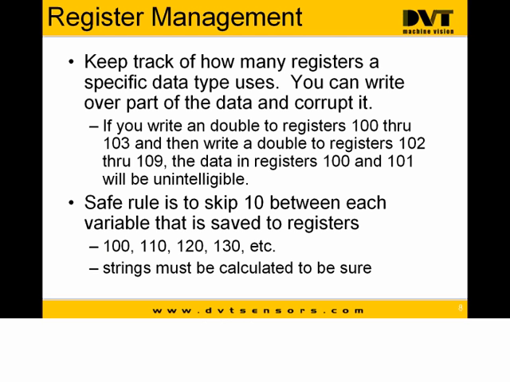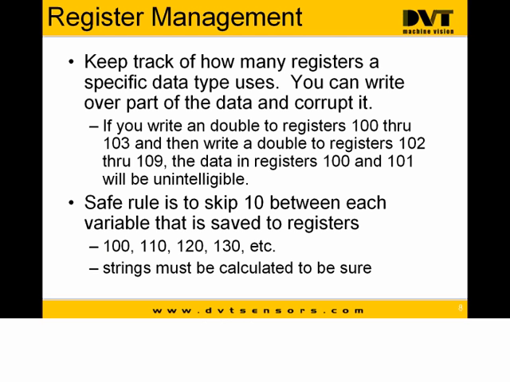Okay, so some pitfalls here, or some things to remember: you need to keep track of how many registers a specific data type uses. You can write over part of the data and corrupt it. For instance, if you write a double to registers 100 through 103, then write a double to registers 102 through 109, the data in registers 100 and 101 will be unintelligible. You won't be able to tell what it is.